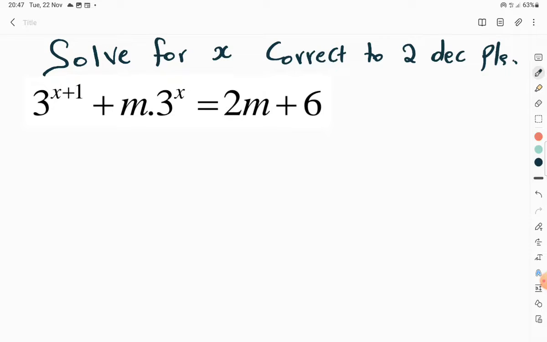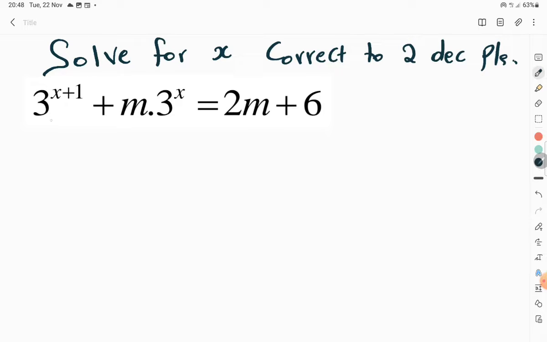Now, we can see that in this equation, we have the combination of the exponential equation and the linear equation. But now you can see that you are to find the value of x, correct to two decimal places. So how do you start?